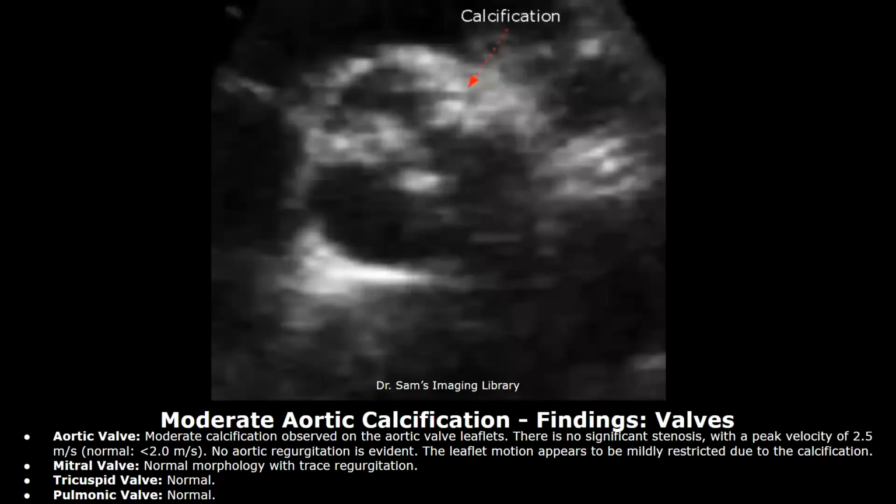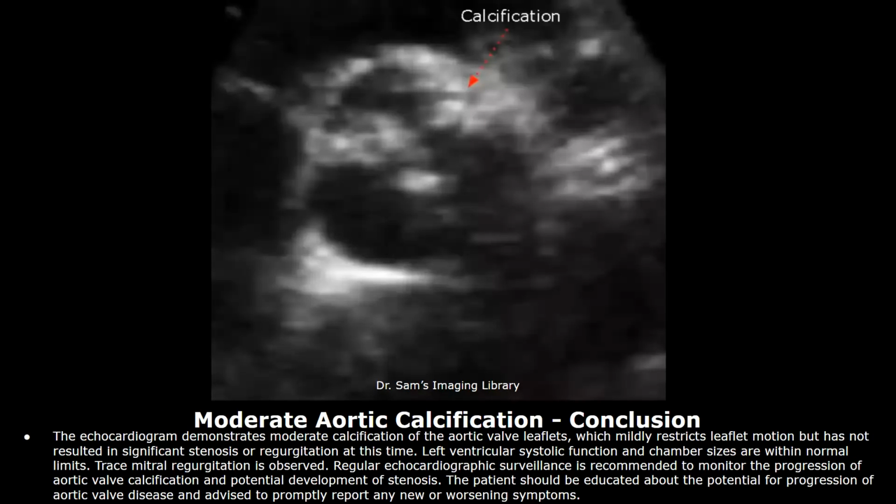The mitral valve has trace regurgitation. The tricuspid and pulmonic valves are normal. This is the conclusion. The echocardiogram demonstrates moderate calcification of the aortic valve leaflets, which mildly restricts leaflet motion but has not resulted in significant stenosis or regurgitation at this time. Left ventricular systolic function and chamber sizes are within normal limits. Trace mitral regurgitation is observed.